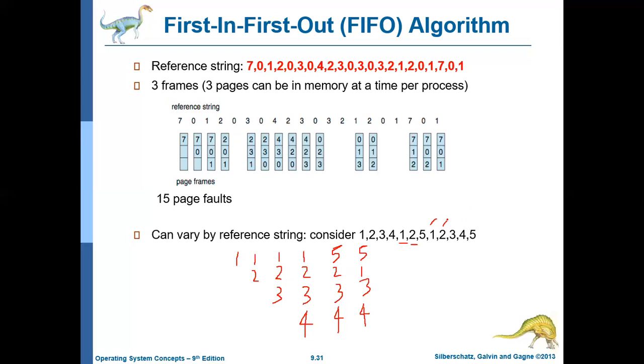Next is 2. 2 is not in the memory. In the memory we have only 5, 1, 3, 4. So 2 will replace 3. So it will become 5, 1, 2, 4.